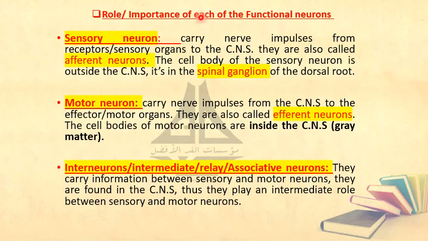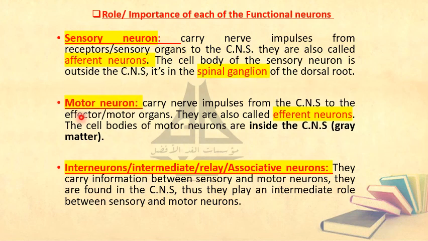So as a conclusion, the role or the importance of the functional neurons: the sensory neuron carries nerve impulses from the receptors to the central nervous system. They are also called afferent neurons. The cell body of the sensory neuron is outside the central nervous system. It means not in the spinal cord. It is in the spinal ganglion of the dorsal root.